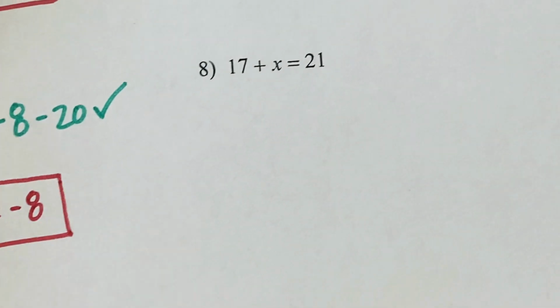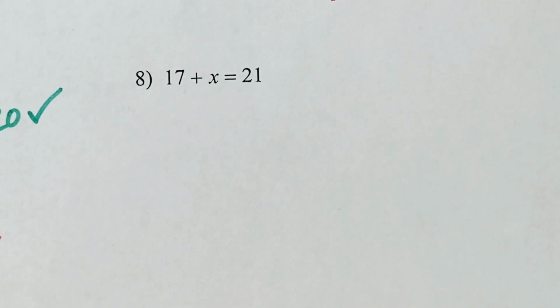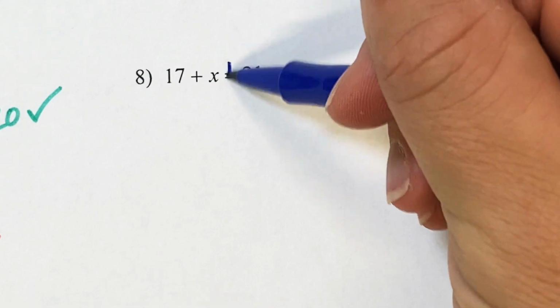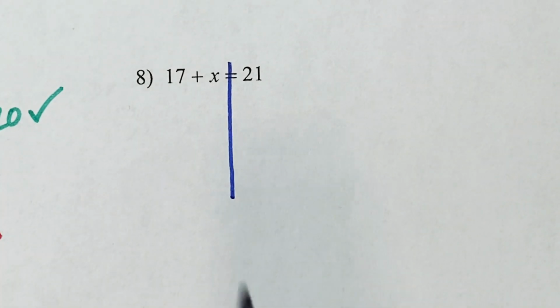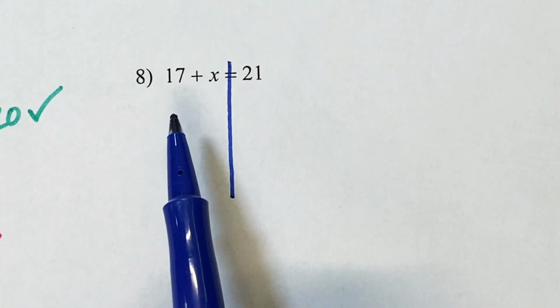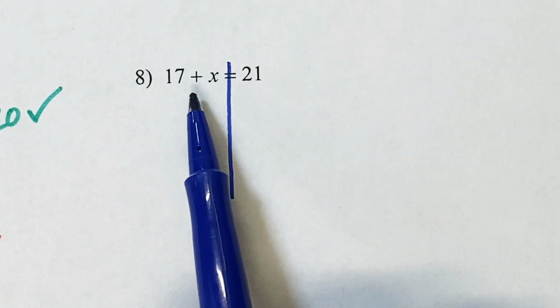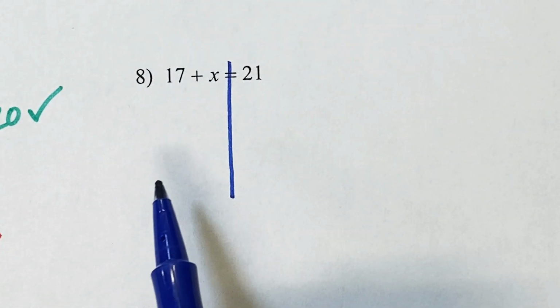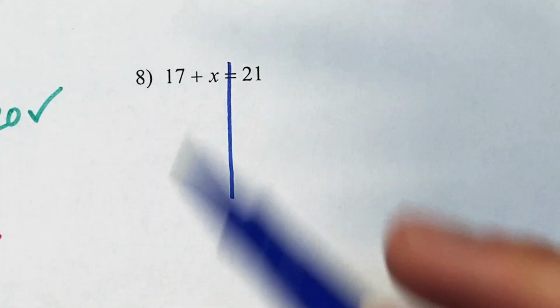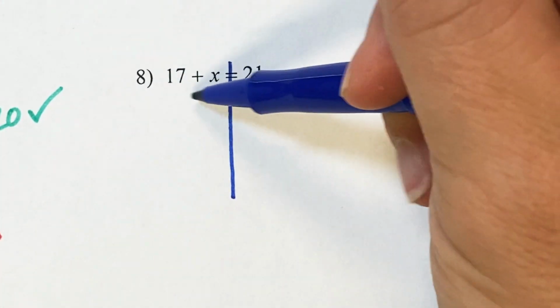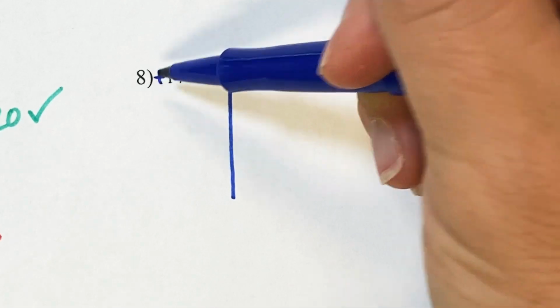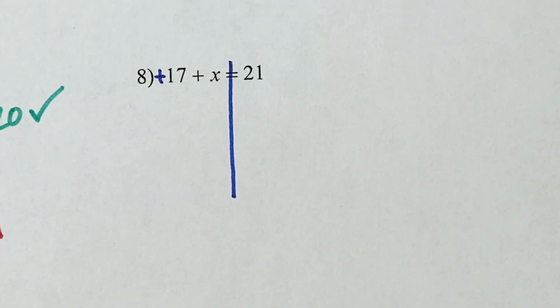Okay, let's go to our last example, number 8. Let's draw our line down our equal sign. My variable's on the left side again. Well, what's happening with this 17? The addition sign is in front of the x. That's okay. This still means that we're adding 17 to it, so you could think of a positive 17 right in front of there.